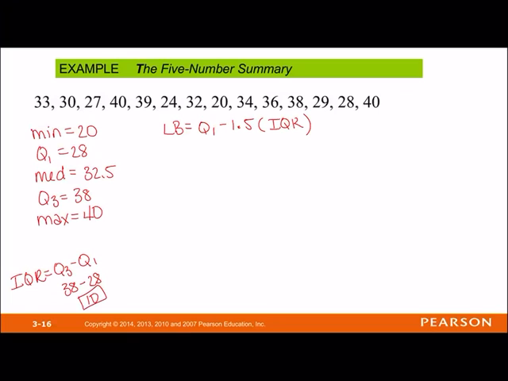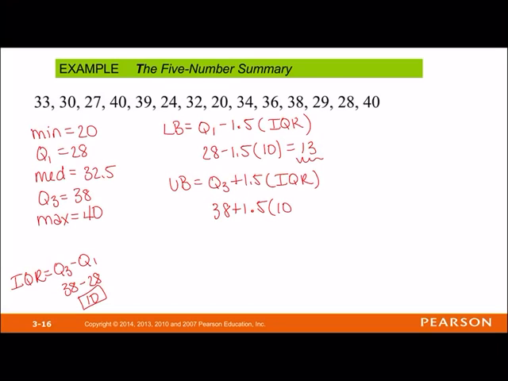So lower bound: Q1, 28, minus 1.5 times 10. And when you do that, you should get an answer of 13. So your lower bound is 13, and your upper bound, UB, is going to be Q3 plus 1.5 times your IQR. Q3 is 38 plus 1.5 times 10. And when you do that, you should get an answer of 58. So there you have your lower bound and your upper bound.